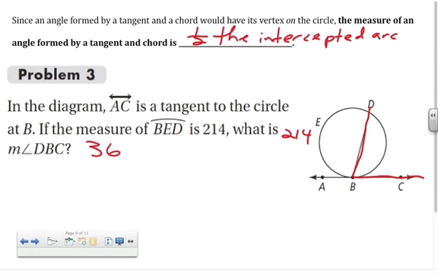Okay, start by subtracting this 214 from 360. That gives us 146. What did I just find, Kate? Arc BD. And then what do we do? Take half of it.